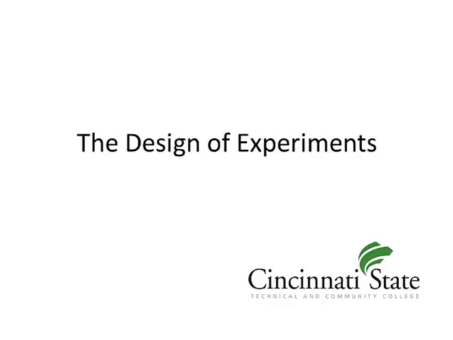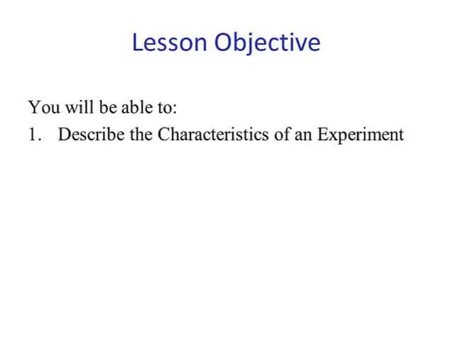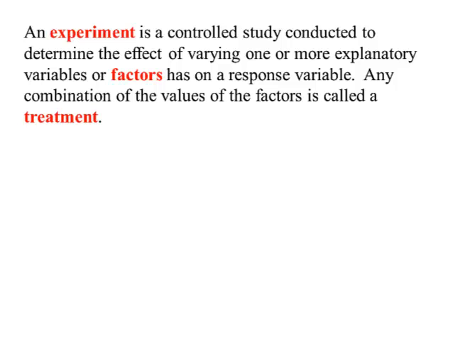The design of experiments. Lesson objective: describe the characteristics of an experiment. An experiment is a controlled study conducted to determine the effects of varying one or more explanatory variables, or factors as they are sometimes called, has on a response variable.